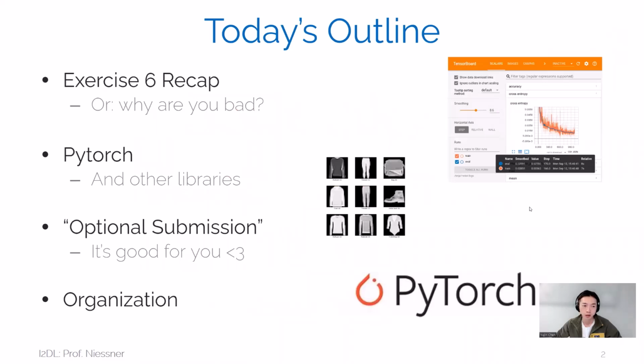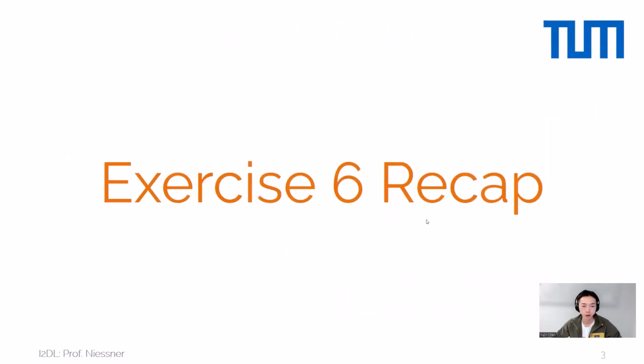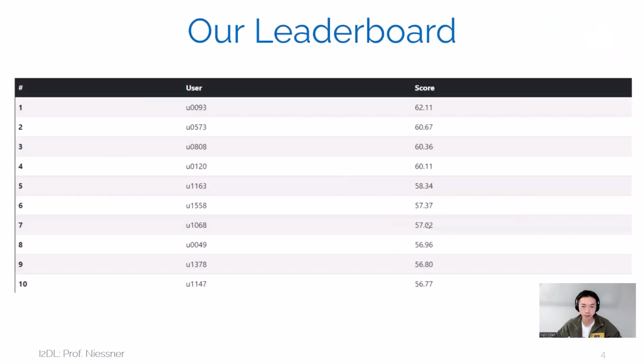So today's outline is, first of all, we want to recap exercise 6, and then we have an overview of PyTorch, and then comes our optional submission. It's optional, but it's also good for you for the later exercises, and then some problems with the organization. First of all, it's the exercise 6 recap.